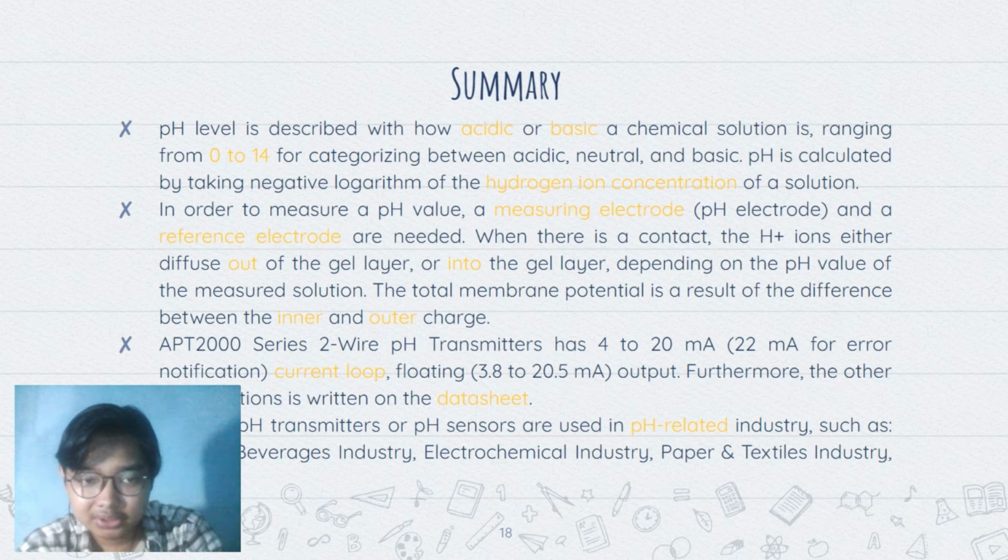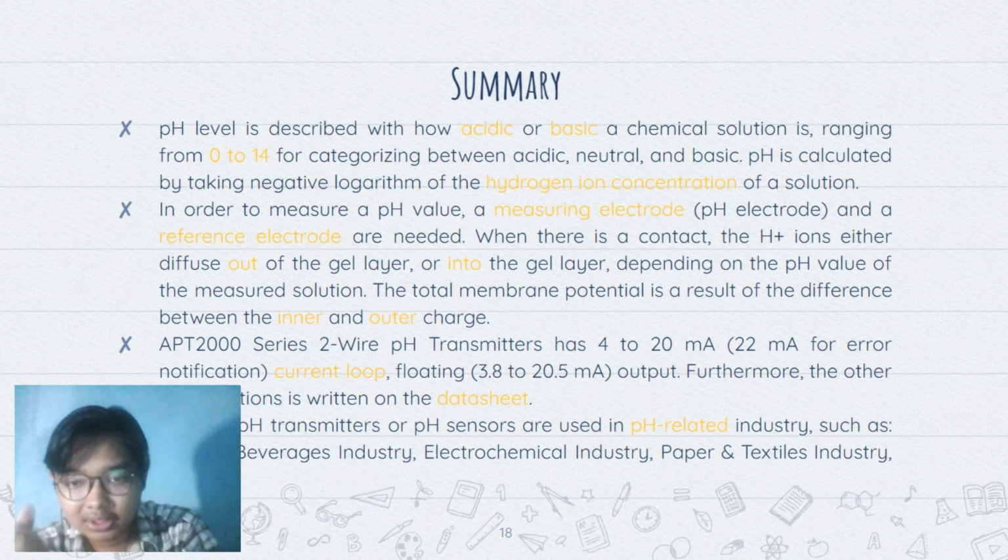And then the next one is the example of the pH transmitter, the APT 2000 series 2 wire pH transmitter, which has 4 to 20 milliampere current loop, and the floating 3.8 to 20.5 milliampere output. Furthermore, the other specifications are written on the datasheet. And the last one, most pH transmitters or pH sensors are used in pH related industry such as food and beverage industry, electrochemical industry, paper and textile industry, wastewater treatment, and etc.